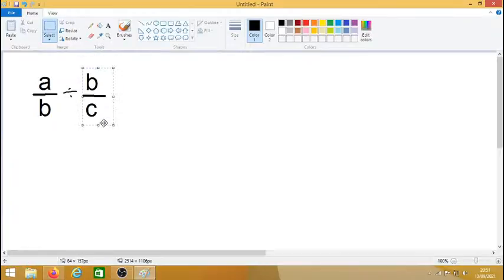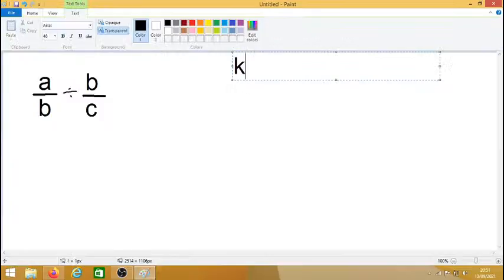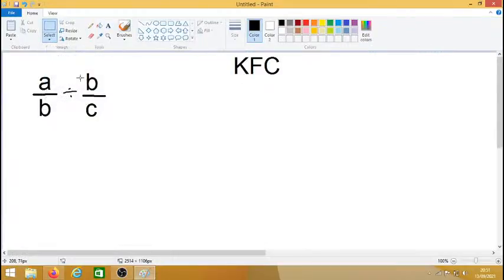So the better way to do it is to use KFC: keep the first fraction as it is, flip the second fraction, and change the divide to times. So let's do the changing and the flipping. So let's take the b and the c and we're going to flip that. That means the top can go to the bottom and the bottom can go to the top. That's only allowed if you change the divide as well. So really what we're doing is multiplying by the reciprocal, but that's quite hard to keep remembering. So just KFC: keep the first fraction, flip the second, which you've just done, change divide to times.